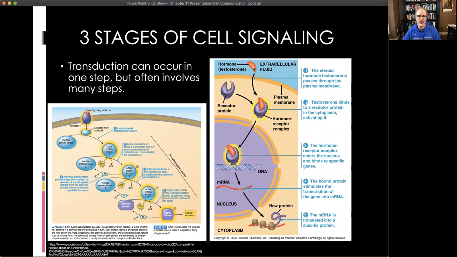With a lipid soluble type of signal, you don't need the receptor embedded in the membrane. It can pass freely through the membrane and bind with the intracellular receptor inside the cell. That usually acts as a transcription factor, or something that turns on the expression of the gene. You get the messenger RNA and the protein being produced.